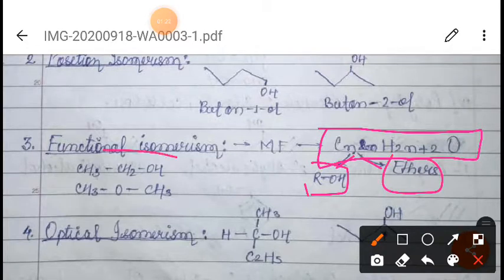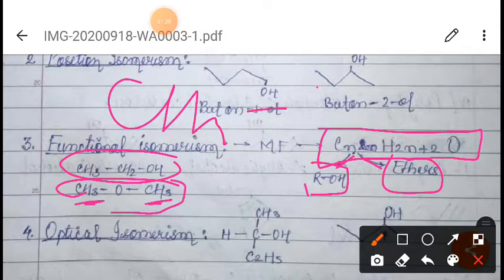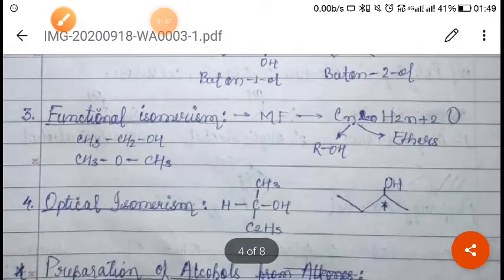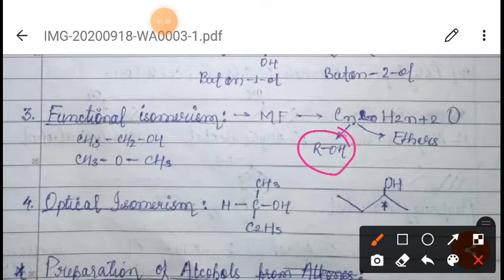When you talk about the functional isomer, the main formula is CnH2n+2O, and from here we can make either alcohol or ether. This is an example of alcohol and this is an example of ether. In ether, CH3 should be on both sides of the oxygen, CH3OCH3. If only one side has it, then it will not be an ether. So from this formula, we are making either alcohols or ethers.